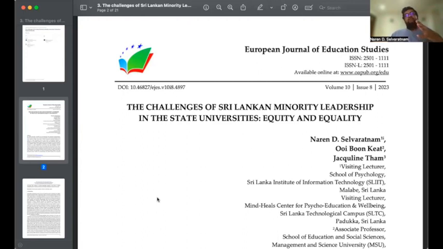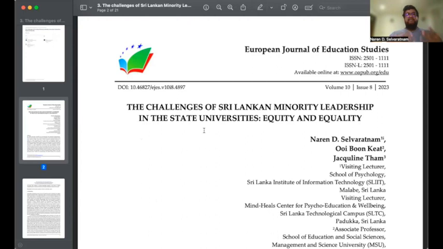So we decided to use the literature that we had already collected to write our first 2 chapters and then write about the problem at hand. We did this using a review paper. One could say it's a commentary on the problem as well, but generally speaking, what we did was introduce to the audience the problem that we are planning on exploring. This entire paper talks about how deep this problem is. The title says, the challenges of Sri Lankan minority leadership in the state university. So the problem is very clear.